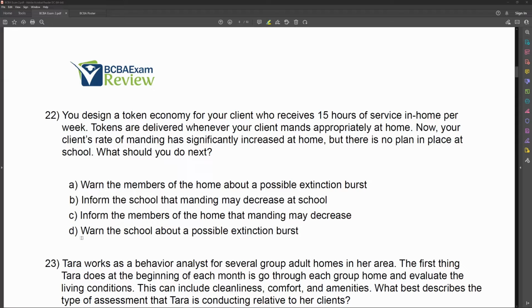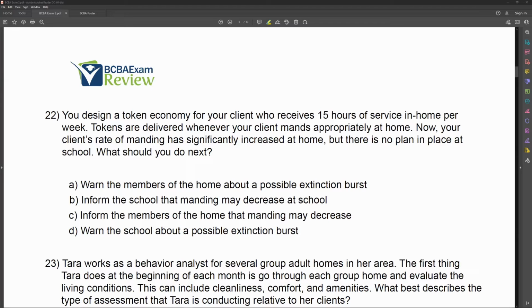So we can eliminate A and we can eliminate D, okay? We're not withholding reinforcement at school. There's just no plan in place at school, right? What about B? Inform the school that manding may decrease at school. Yes, right? We're warning them of behavior contrast. It's increased at home due to an intervention change.